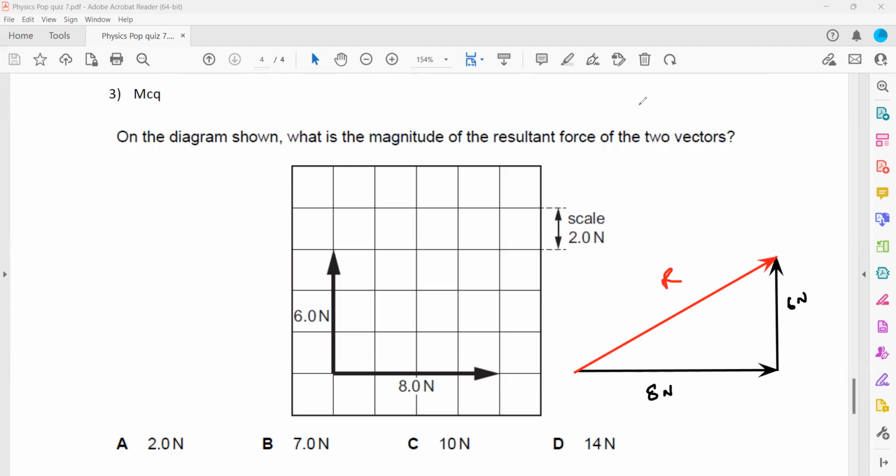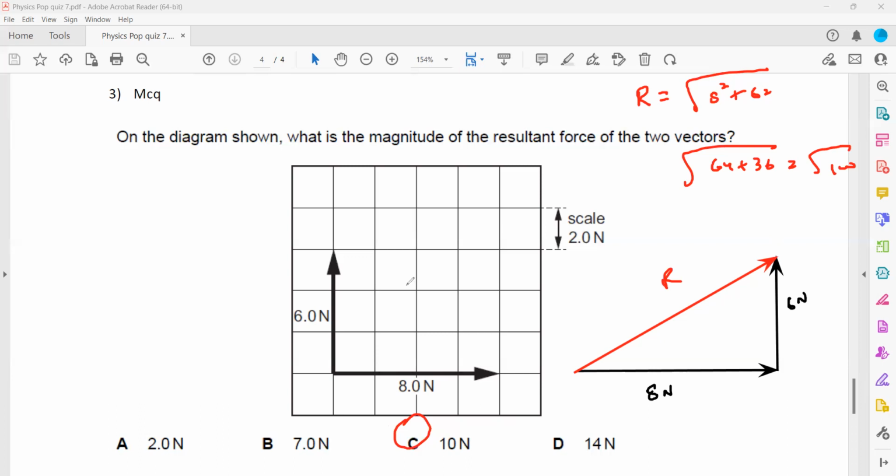And how can we find the resultant? The resultant is equal to the square root of 8 squared plus 6 squared. 8 squared is 64. 6 squared is 36. It is the square root of 100, which is equal to 10. So C will be the right answer. This is one way. There is also another way.